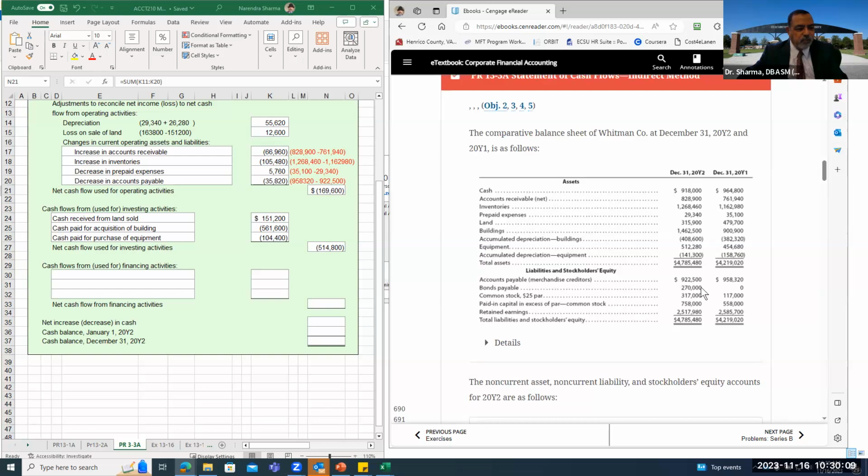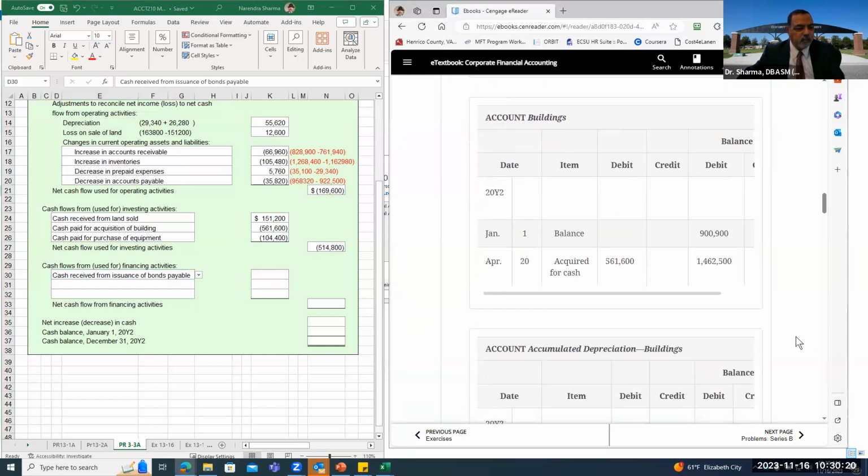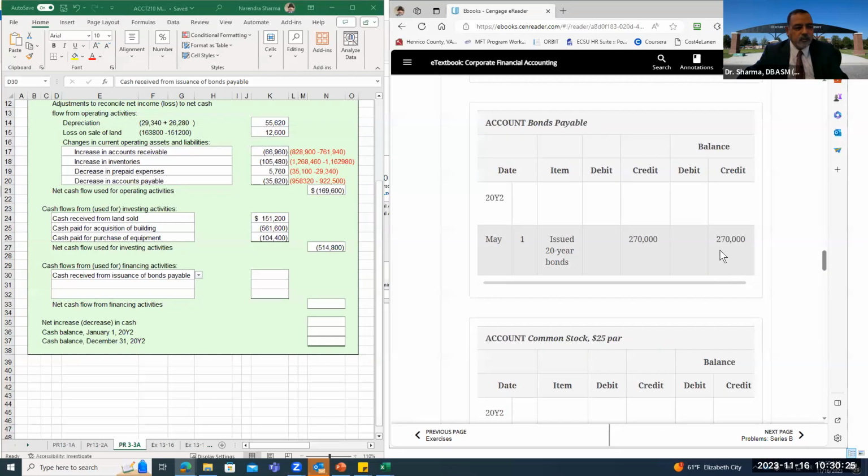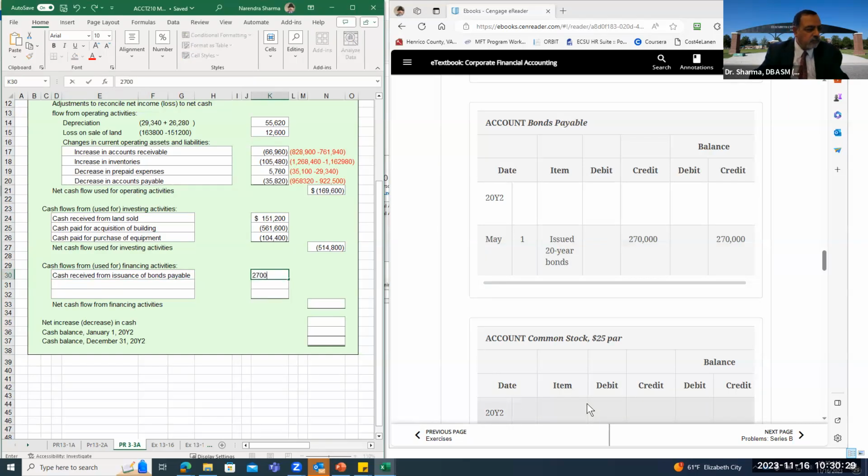Liability, I have a bonds payable 0 to 270. So that means I have issued bonds payable. So cash received from issue of bonds payable. Let's see in the bonds payable account. Yes, it is 270,000. So we have issued 270,000 worth of bonds payable. That is taken care of. Now, I'm taking that as positive because I'm receiving cash whenever I'm issuing the bonds.